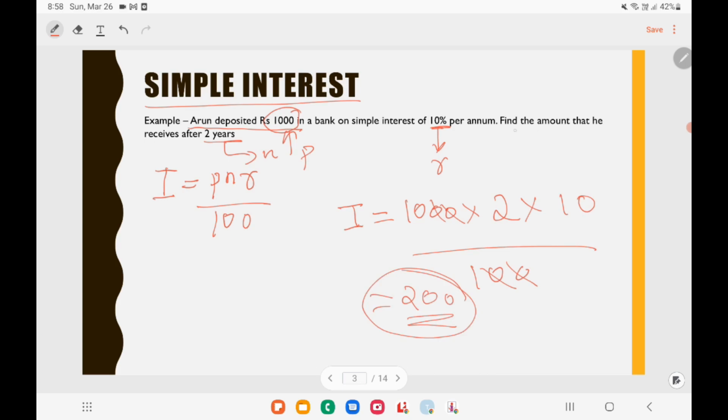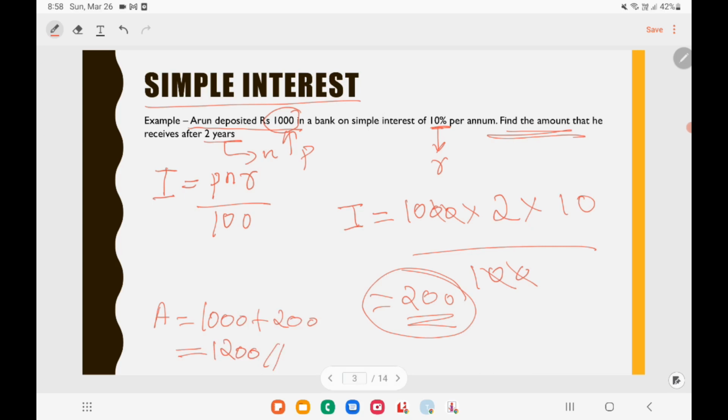So the question is, what is the amount? The amount after 2 years will be the amount initially, which is the P. P is 1000. Principal is 1000. You will be getting an interest of 200. So the total amount will be 1200 now.